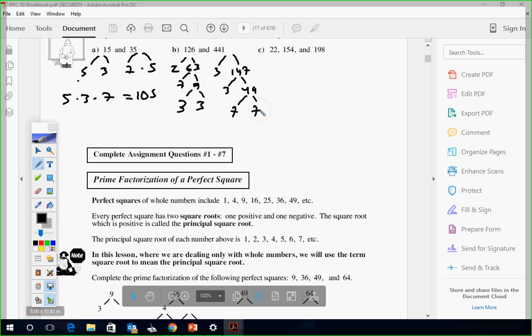Okay, so we don't want any repeats. So we go to here. We have a 3 and a 3, a 3 and a 3. So they both have two 3s. Do I put one 3 or two? Two, good job. 3 times 3.